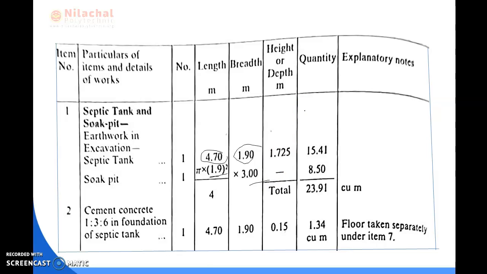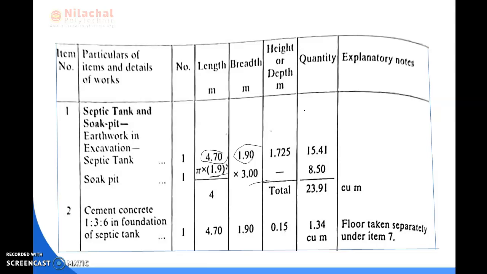So the total value of septic tank and soak pit is equal to 15.41 plus 8.50, which is equal to 23.91 cubic. We know the unit of excavation is cubic. So then we discuss the cement concrete part. The item number 2, cement concrete 1:3:6 in foundation of septic tank.